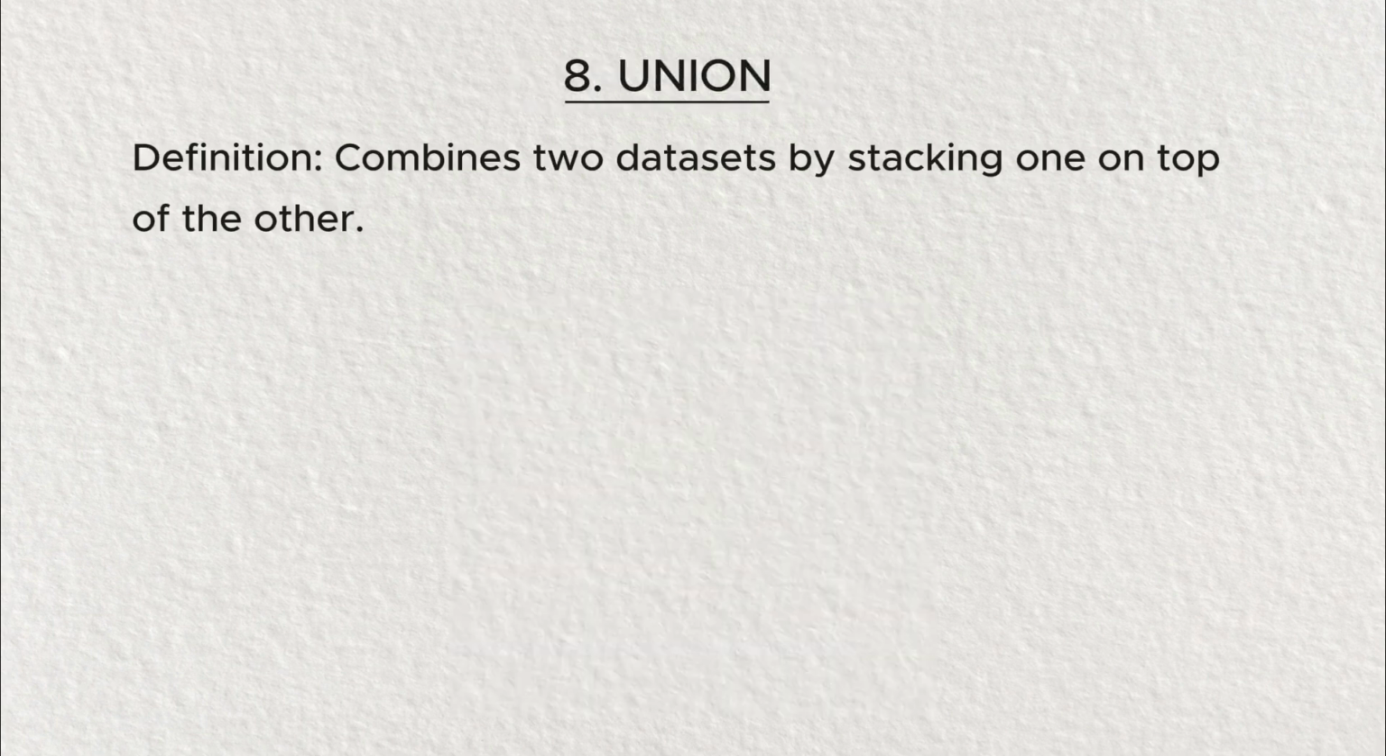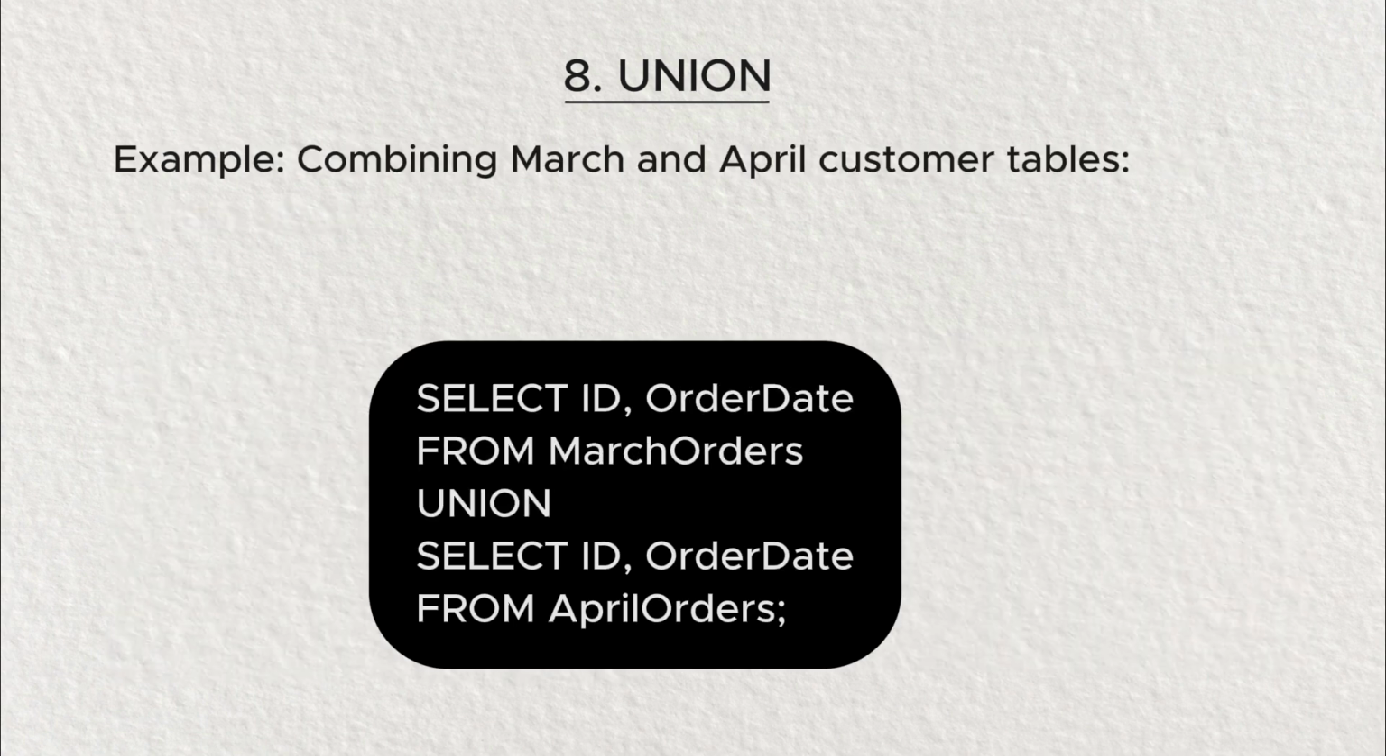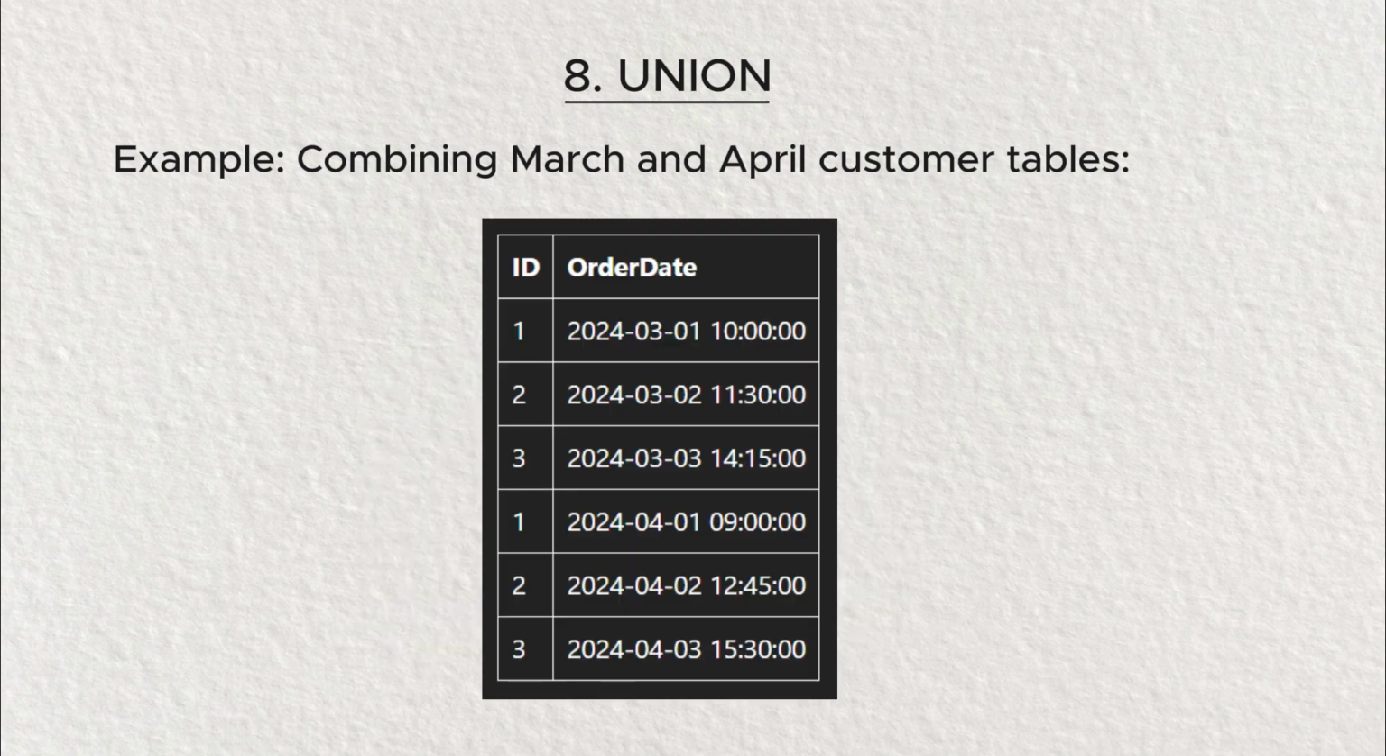The union. This combines 2 data sets by stacking one on top of the other. So for example, we could have March orders and April orders, and we want a table that contains these 2 data sets. So we could use the union in a query like this. We select the ID and order date columns from the March orders table, and we unite it with the ID and order date columns in the April orders table. Here is the result of our union.